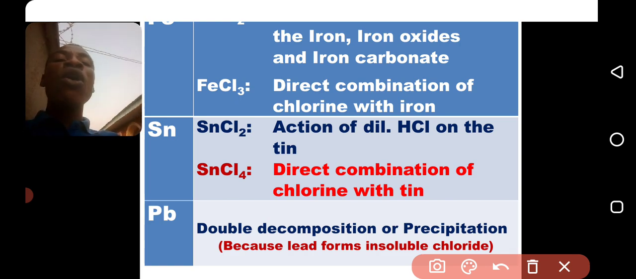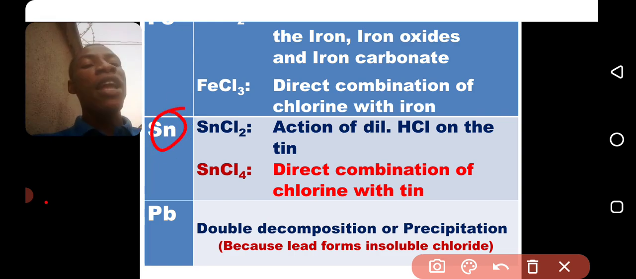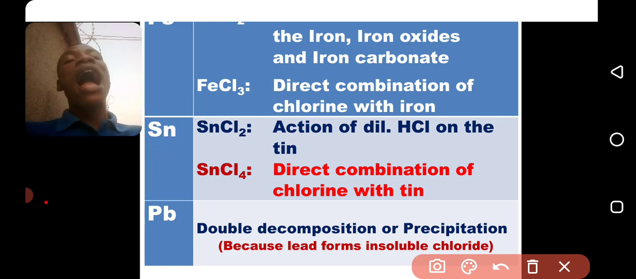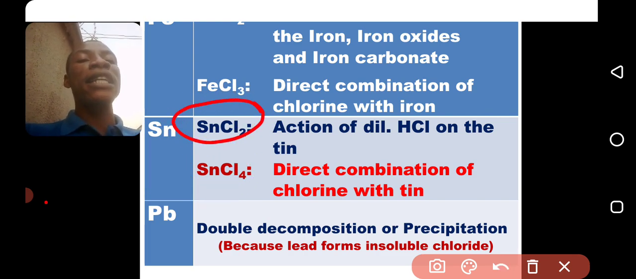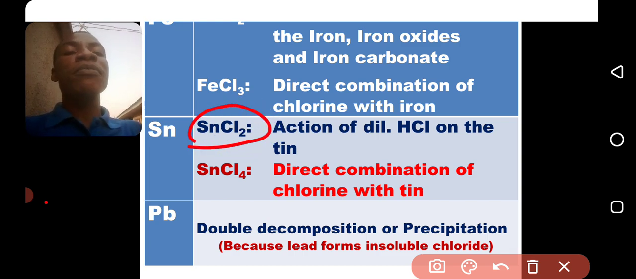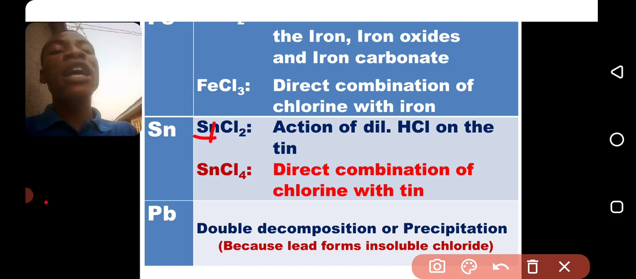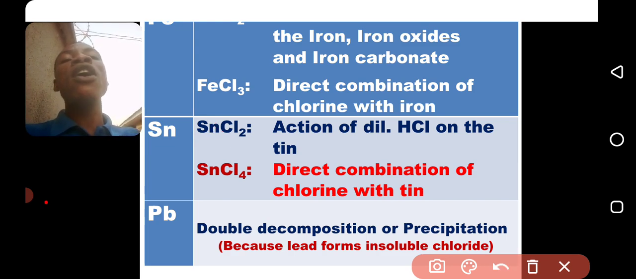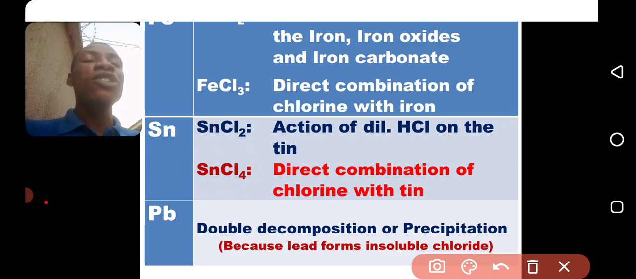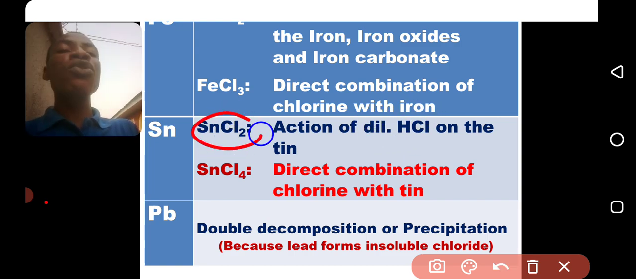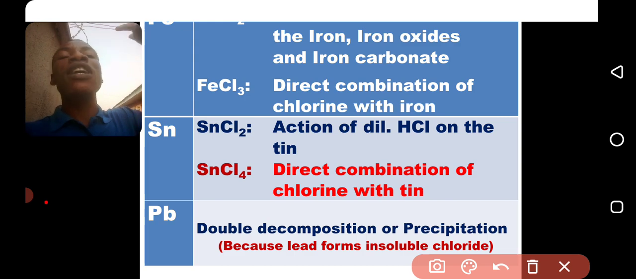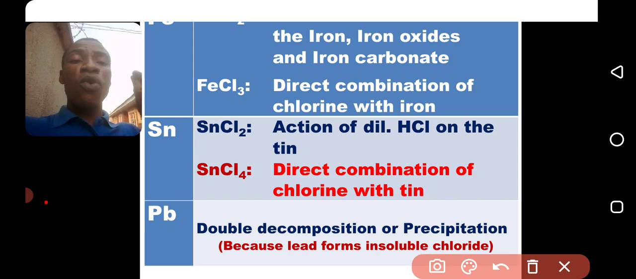The same issue also applies to tin. Tin is also a transition element and can form two chlorides: tin 2 chloride and tin 4 chloride. The tin in tin 2 chloride has an oxidation number of +2, so it has a lower oxidation number than the one in tin 4 chloride. So you can guess how you prepare tin 2 chloride: by reacting the tin with dilute hydrochloric acid. That gives you tin 2 chloride. But if you want to achieve the higher state of tin, you do direct combination with chlorine.